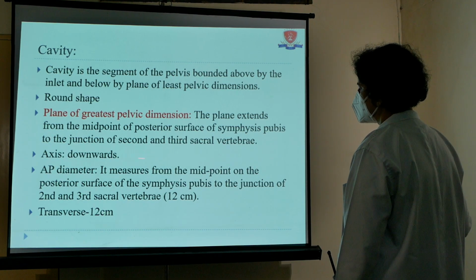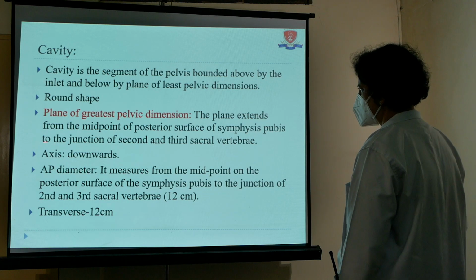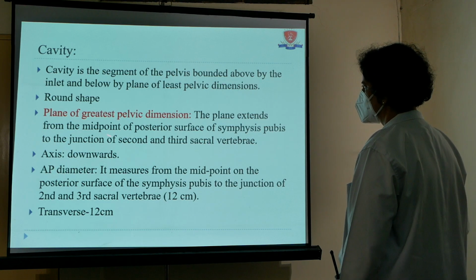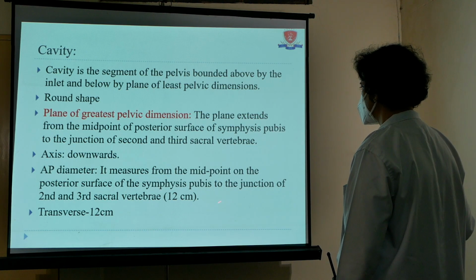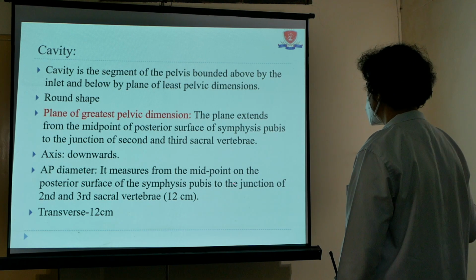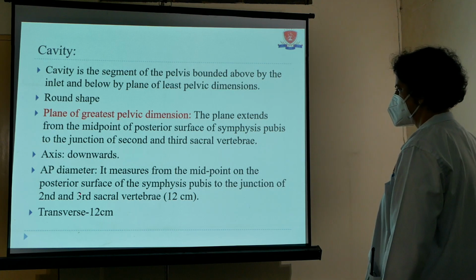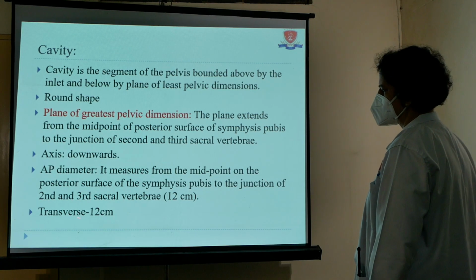So at this level the diameter is the greatest dimension, and because it is almost round, the axis is downward. At the inlet it is downward and backward, then it is downward. The anteroposterior diameter measures from the midpoint of the posterior surface of the symphysis to the junction of the S2-3 vertebra, and the transverse is 12 centimeters.